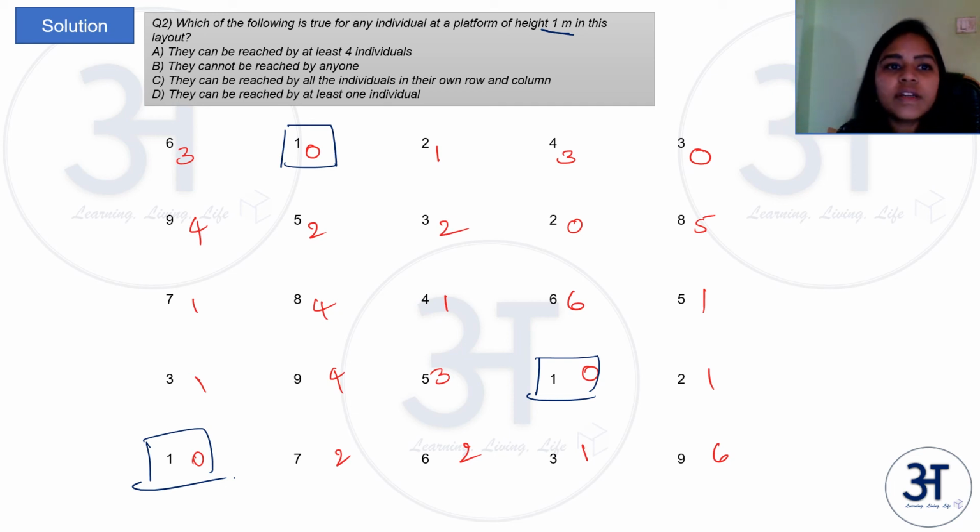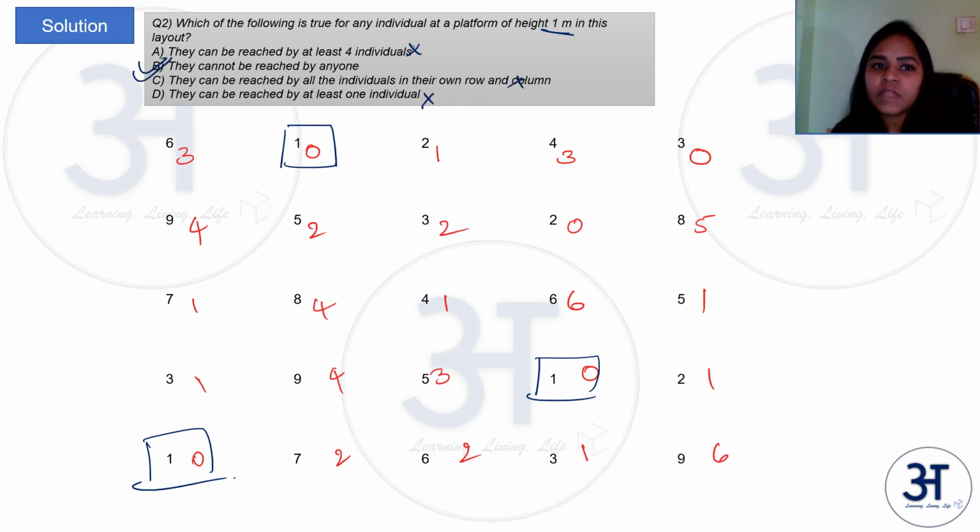So once you know that they can be reached by at least 4 individuals, no, all of them are not reachable by anyone. And in general, even without solving this, if it is a platform of height 1, someone with a height less than 1 should be able to reach. And as there are no platforms of height 0, they cannot be reached by anyone is the direct answer, even if you don't solve this.